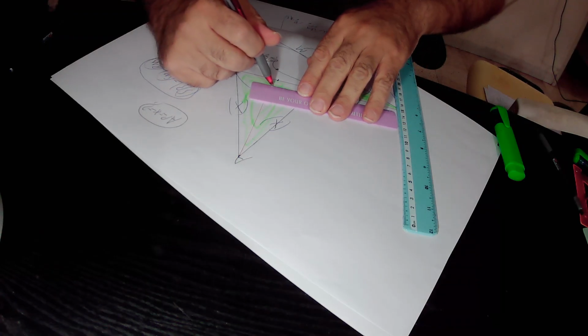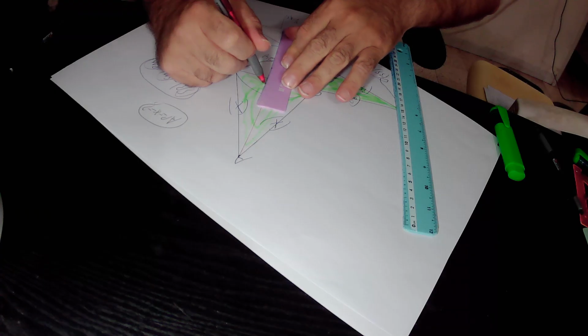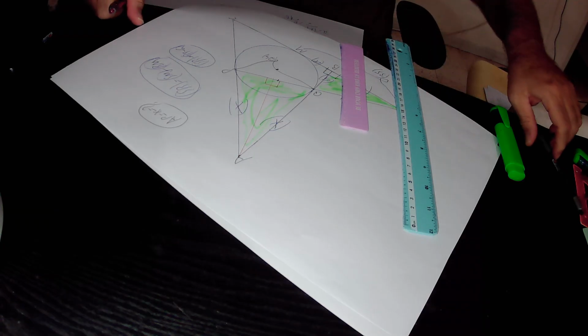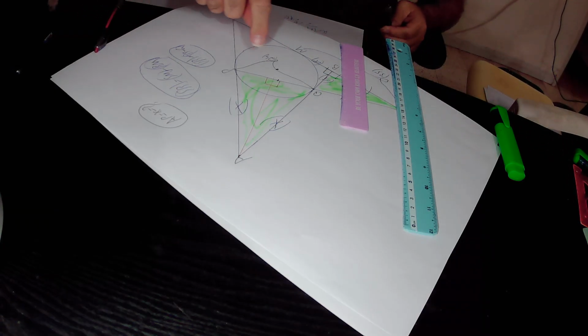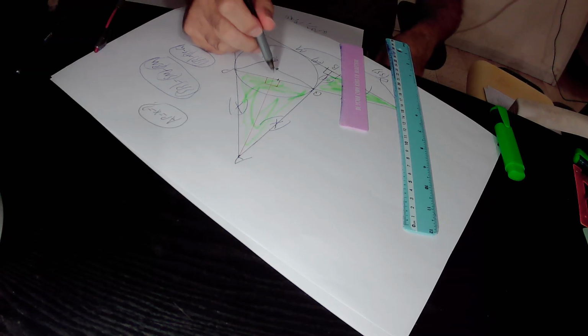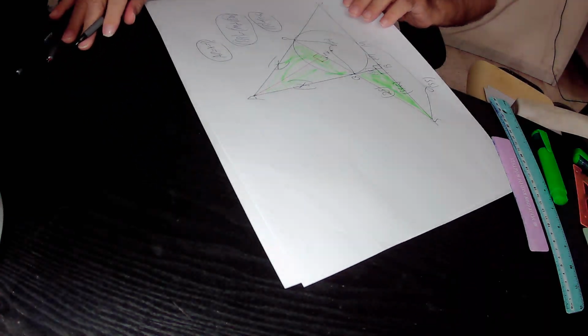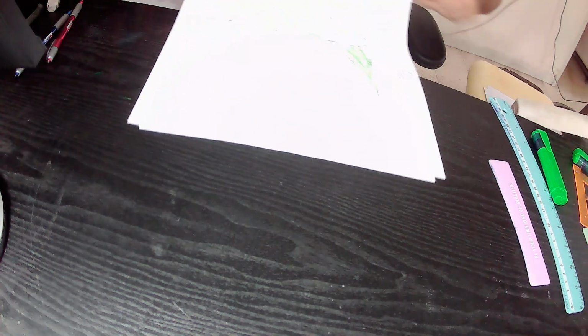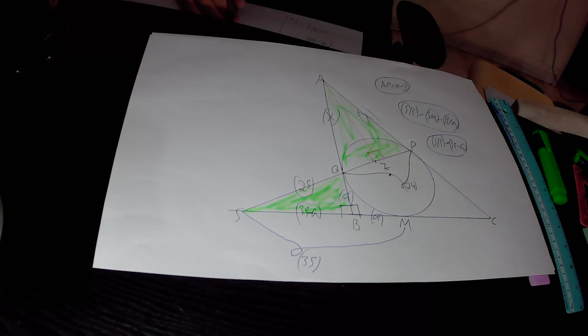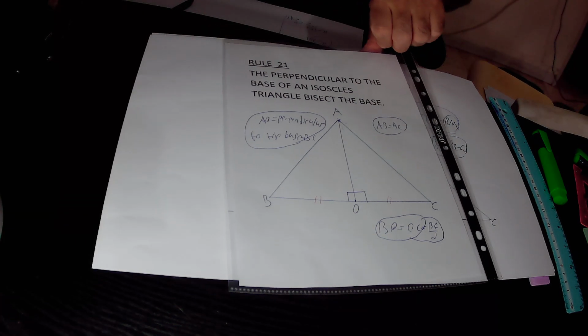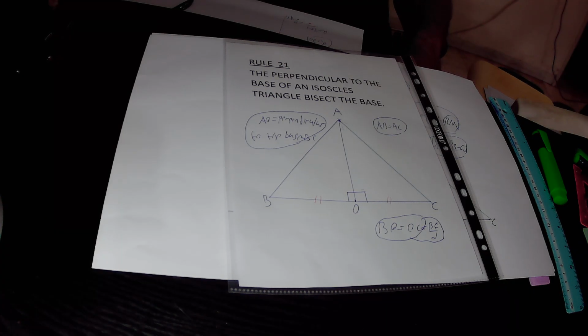This angle equals 90 degrees, and this angle also equals 90 degrees according to our construction. We define the touching point of the perpendicular from point A on the base QP as point Z. So we have here an isosceles triangle AQP and also the perpendicular AZ on the base QP. So we can implement rule 21. According to rule 21, the perpendicular to the base of an isosceles triangle bisects the base.